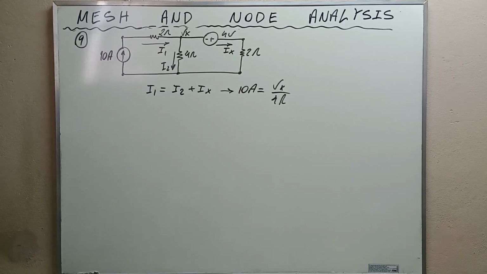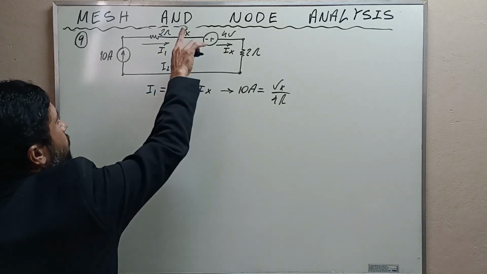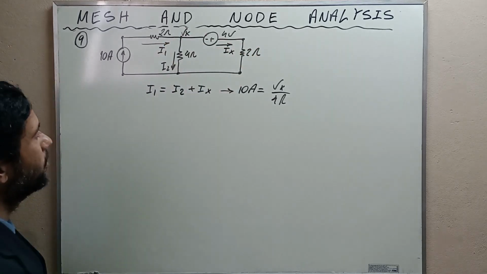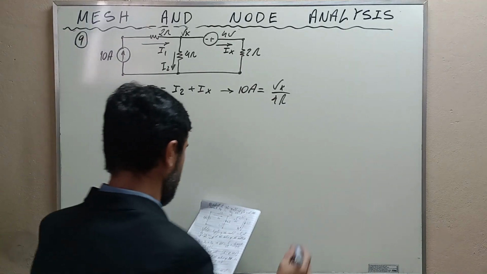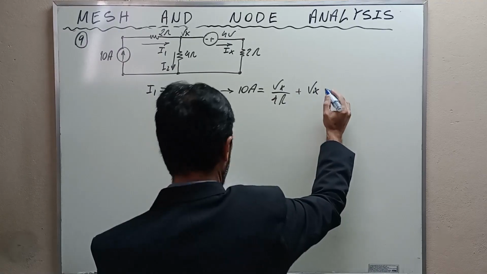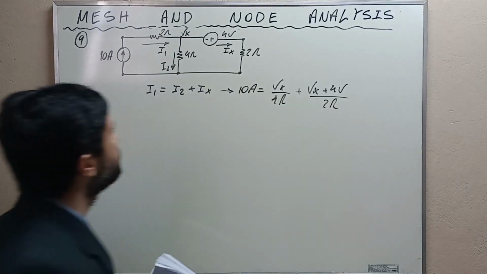Subsequently, we calculate Ix, and Ix will be written in terms of the voltage source and the voltage at the node. Observe that it is additive, okay? This voltage here is additive to this voltage here. Then plus Vx plus 4 volts divided by 2 ohms.